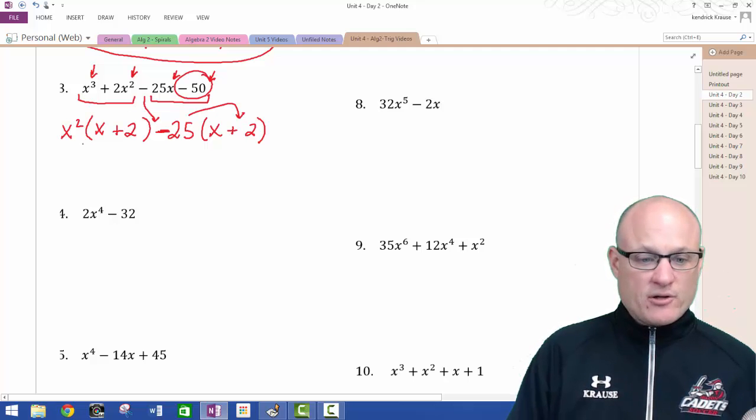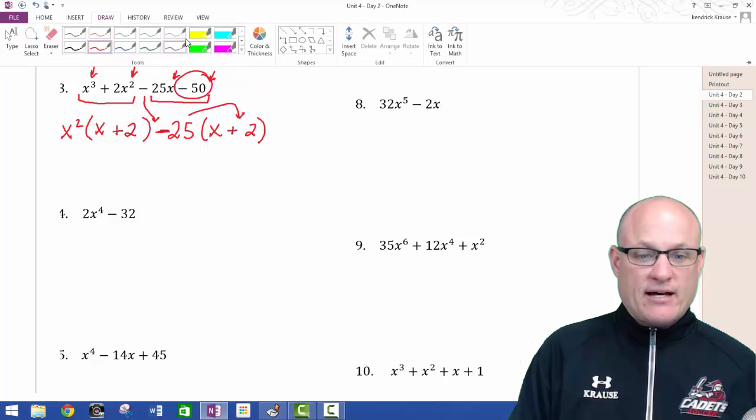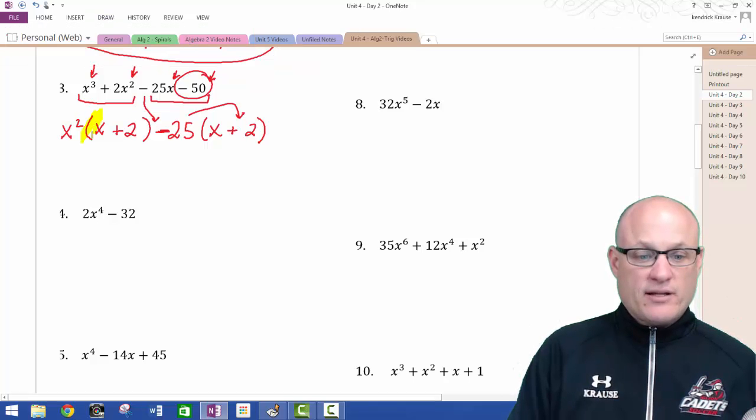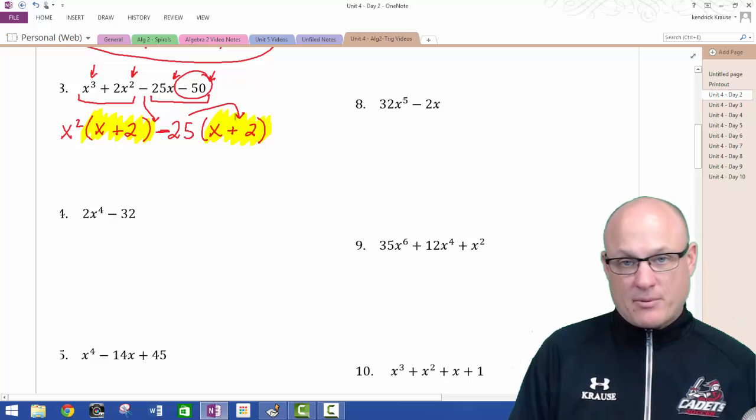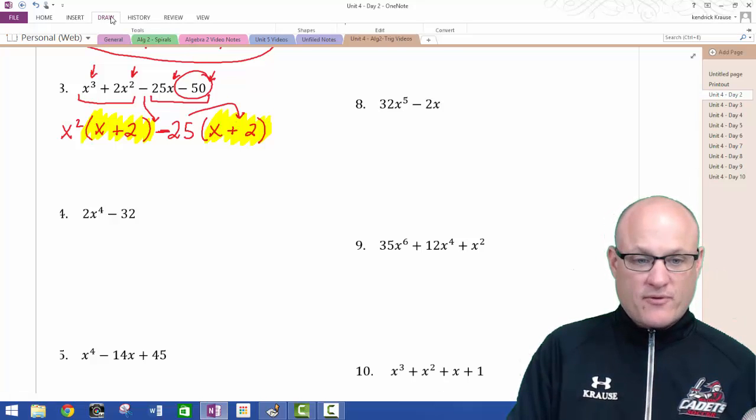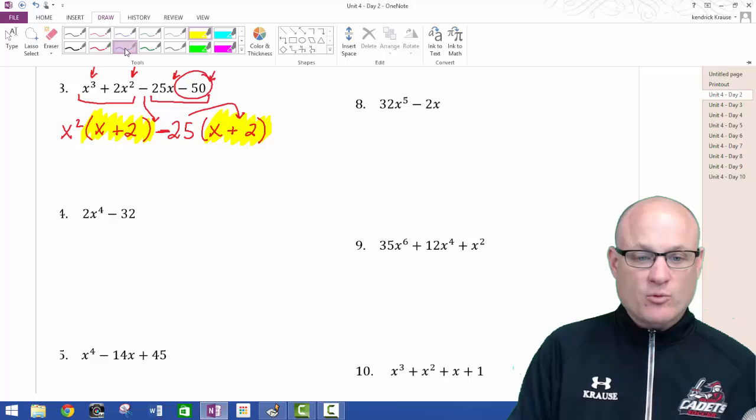The other thing I want to look for, and I want to make sure that I have, is that these parentheses, this one and this one, match. If they don't match, you either did something wrong or that problem can't be factored the way you're trying to factor it. And you might have to come to a different way.